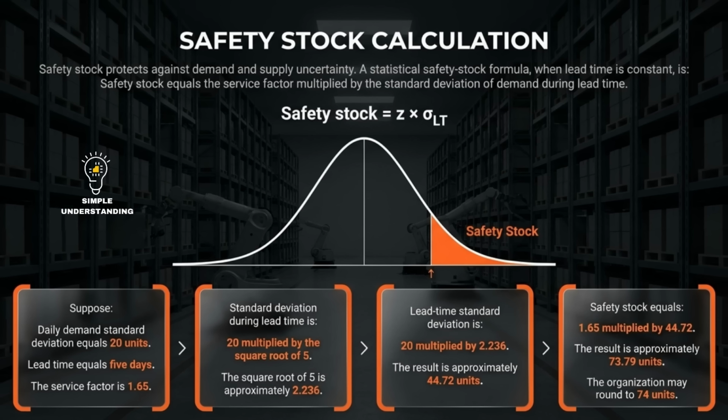Suppose daily demand standard deviation is 20 units. Lead time is 5 days. The service factor is 1.65. Standard deviation during lead time is 20 multiplied by the square root of 5. The square root of 5 is approximately 2.236. Lead time standard deviation is 20 multiplied by 2.236. The result is approximately 44.72 units. Safety stock equals 1.65 multiplied by 44.72. The result is approximately 73.79 units. The organization may round to 74 units.